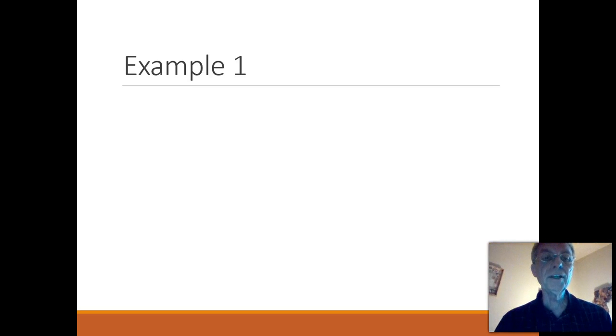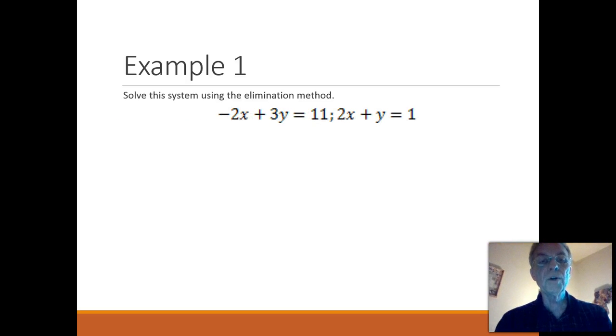So example 1, using the elimination method, they want us to solve this system of equations, and the two equations are negative 2x plus 3y equals 11 and 2x plus y equals 1. If you notice, the two x's have opposite signs and they have the same magnitude, or distance from 0. So this means that if we just line one up under the other, they will eliminate each other, or make the x's disappear in this case.